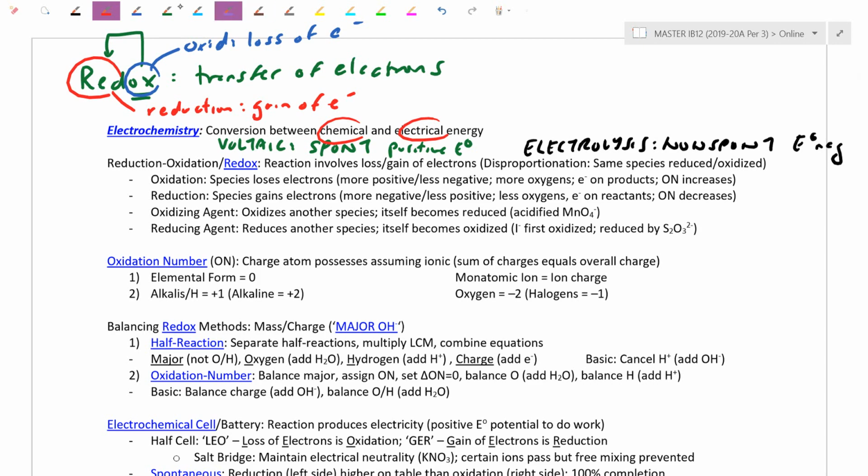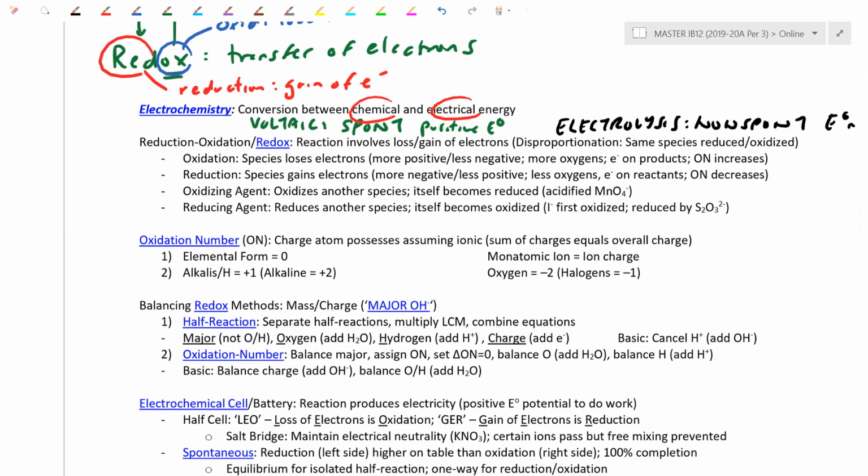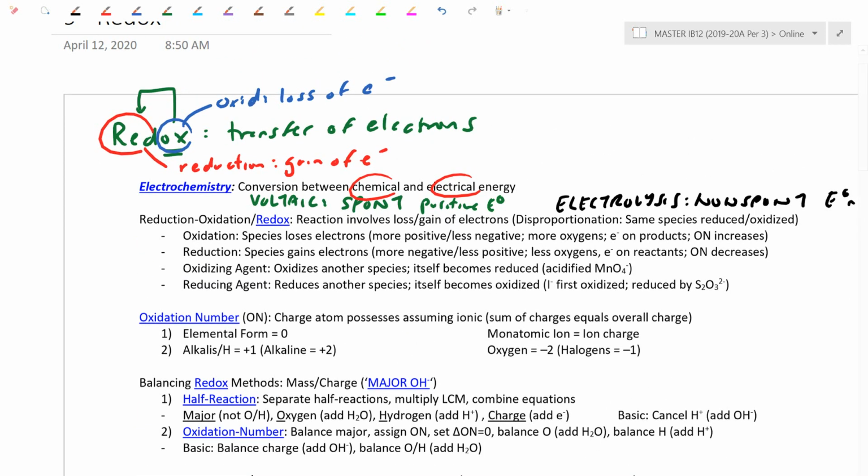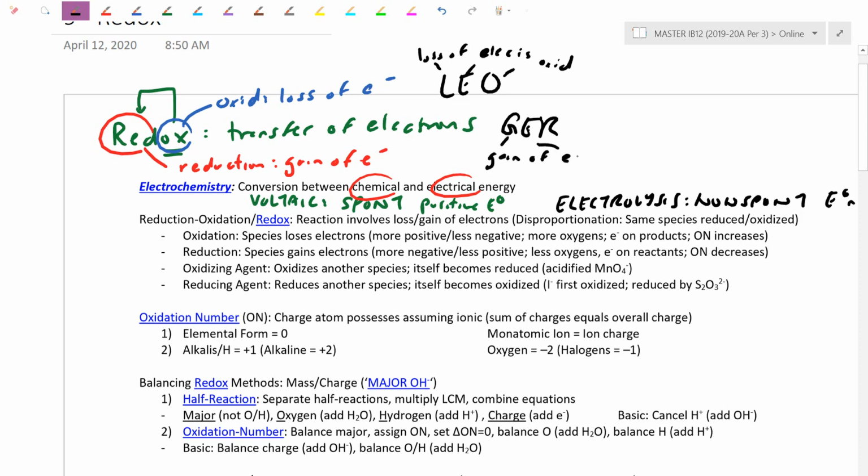A couple of easy ways for you to learn this section: we say some corny acronyms. Leo the lion says grr. Leo the lion stands for the loss of electrons is oxidation. Five years from now, you're going to forget all about this redox stuff, but you'll still remember this. Leo the lion says grr, whereas GER is the gain of electrons. Gain of electrons is reduction.